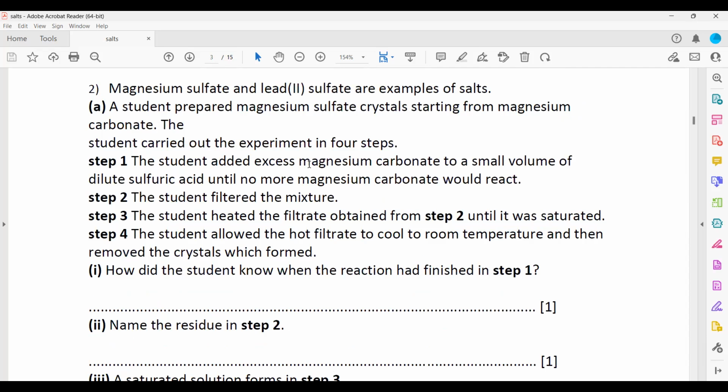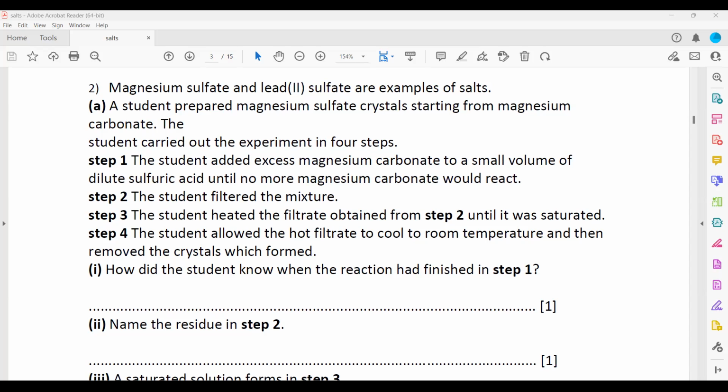In question 2, magnesium sulfate and lead sulfate are examples of salts. A student prepared magnesium sulfate crystals starting with magnesium carbonate. So here the student is reacting a metal carbonate. When a metal carbonate is added to an acid, what will be the result? It will give salt, water, and carbon dioxide.